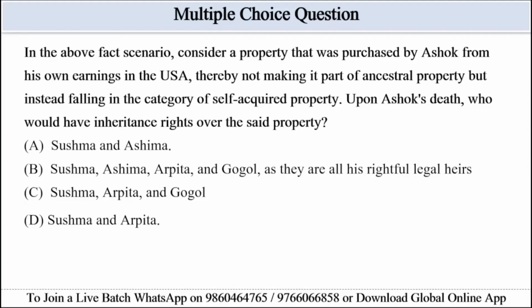Option C, Sushma, Arpita and Gongol. This one is correct. Children and the legal first wife inherit self-acquired property. Option D says Sushma and Arpita. So this option excludes Gongol unfairly. Hence, only option C, Sushma, Arpita and Gongol, is the correct answer here, because Sushma is his first legal wife and Arpita and Gongol are the children of Ashok.